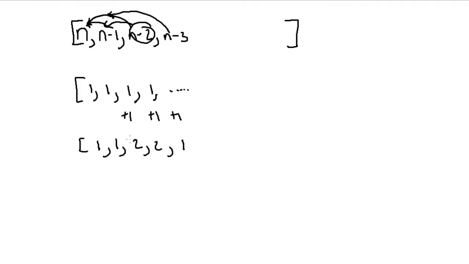Now we're going to take the value here, which is n minus 2, and we're going to say, well, there is one way to get from n minus 3 to n minus 2, so we're going to add 2, we're going to add 2, and this is going to give us 1, 1, 2, 4, 3, 2.